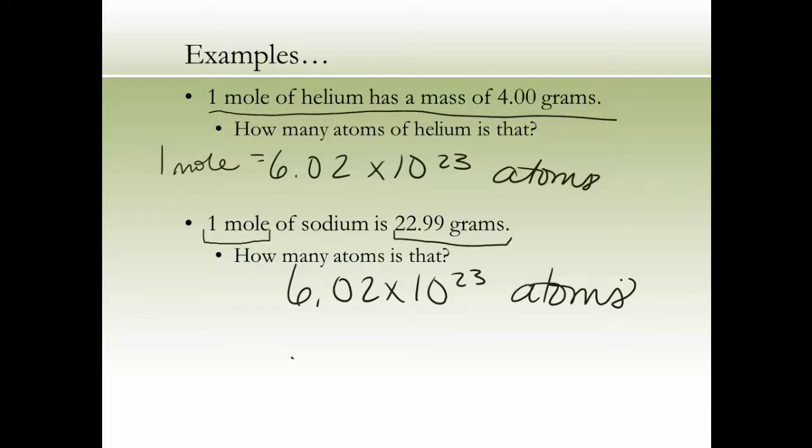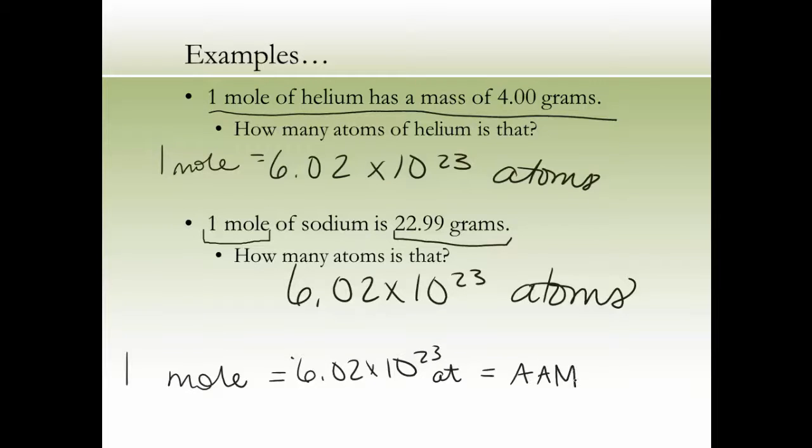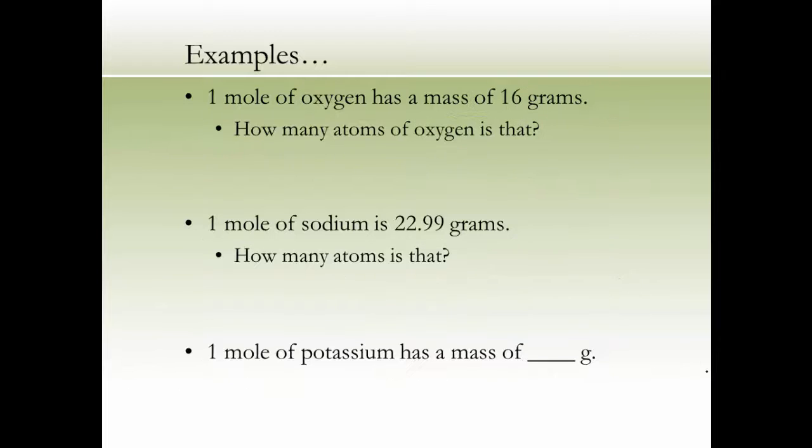So we really have three things that are equal here. 1 mole of an element equals 6.02 times 10 to the 23rd atoms, and that also equals, I'm going to abbreviate it AAM, its average atomic mass in grams. Those three things are all equal.